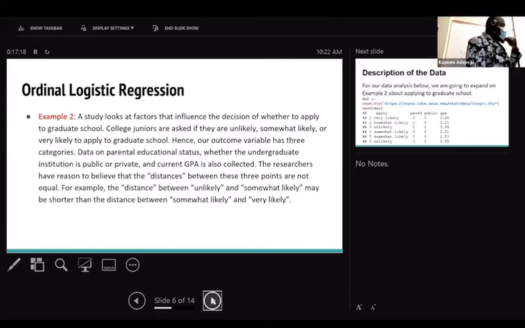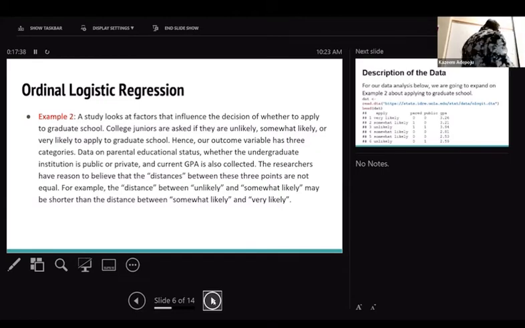A study looked at factors that influence the decision of whether to apply to graduate school. College juniors are asked if they are unlikely, somewhat likely, or very likely to apply to graduate school. Those are ordered. Those are the levels of the response.